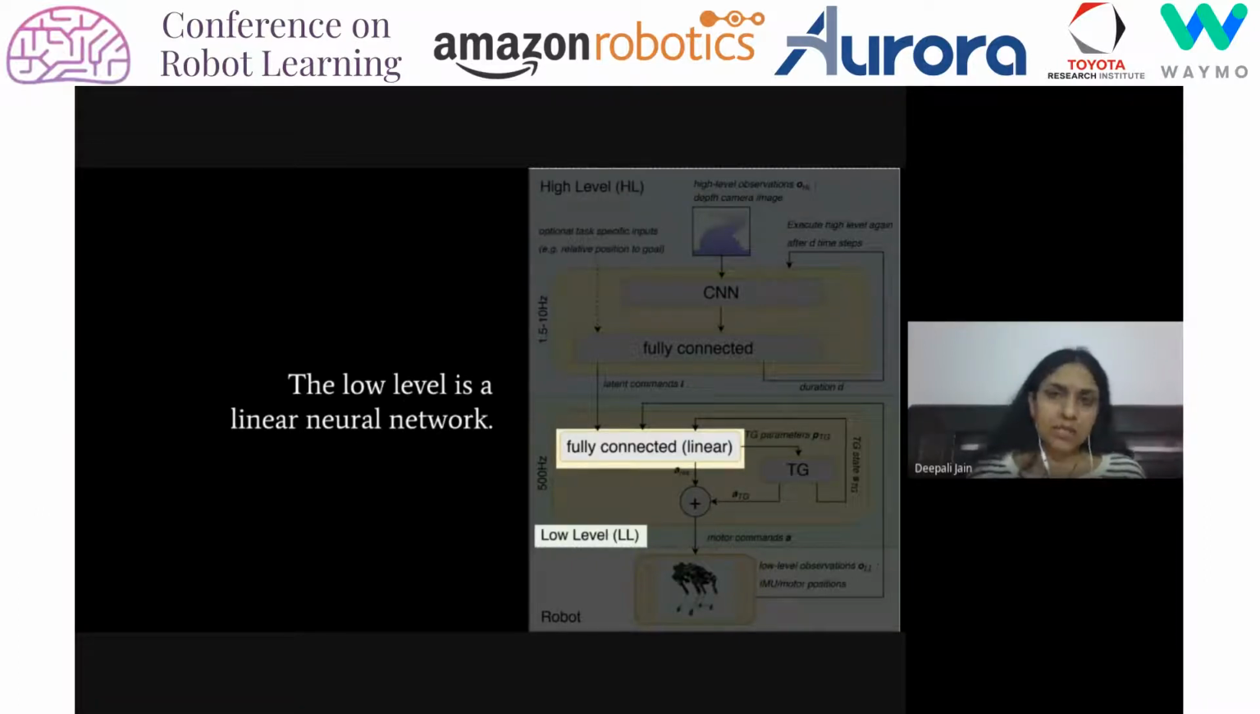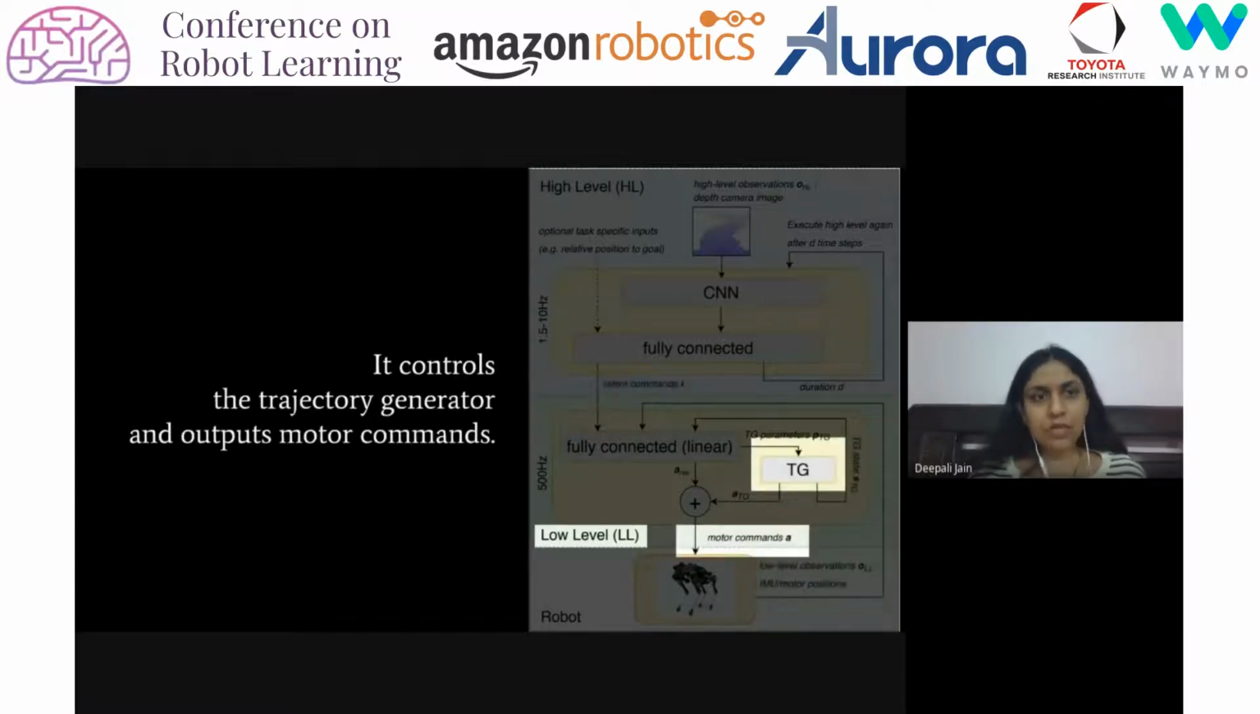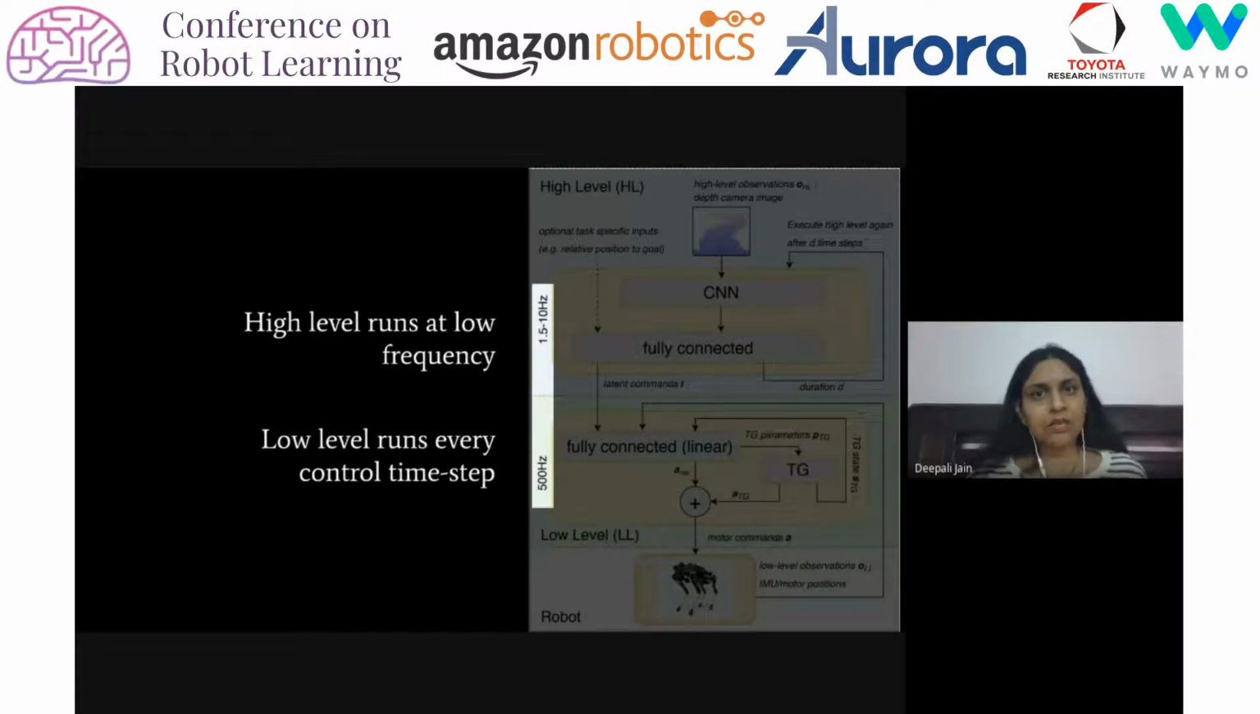The low level is a linear neural network that controls a cyclic leg trajectory generator. It observes the latent commands from the high level, the trajectory generator state, and other onboard sensor observations such as IMU and motor positions. It controls the trajectory generators and outputs motor commands. Due to the temporally abstracted nature of the policy, the high level runs at a low frequency while the low level runs every control time step. This significantly improves the training and inference efficiency of the policy.